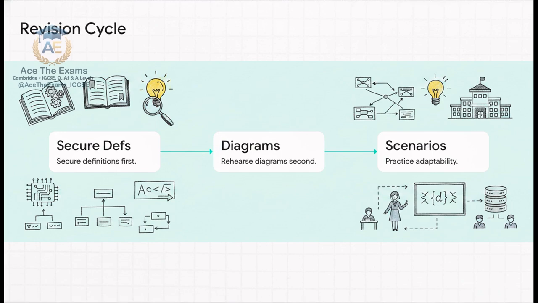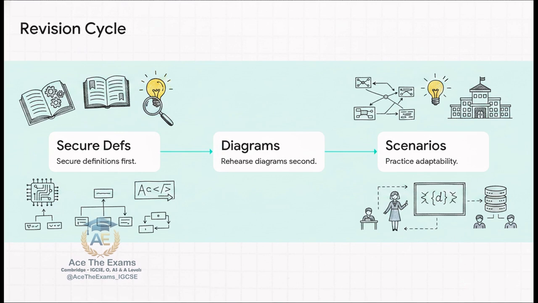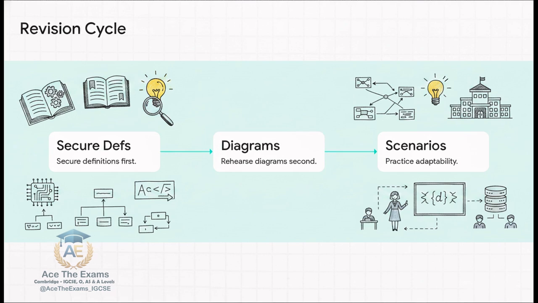Step 1, you absolutely must secure those precise definitions. No wiggle room. Step 2, rehearse the diagrams and worked examples until the mechanics are basically second nature. But step 3, that is where the magic happens. Practice scenario adaptability. Look, if an exam question specifically asks about a school network, your answer has to talk about how students or teachers use that specific network. If it's a database server, relate it back to data retrieval. Anchor your technical explanation to the context they give you, always.